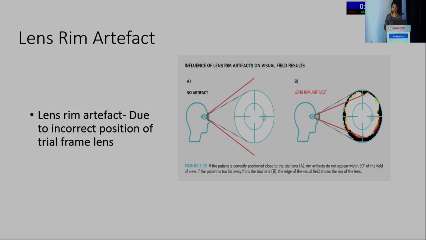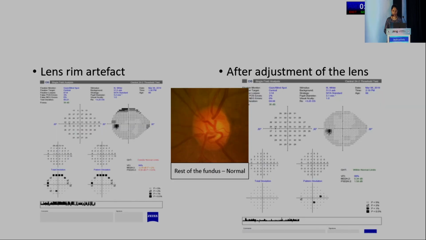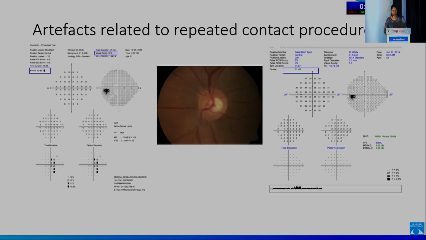Lens rim artifact is an artifact due to the incorrect positioning of the trial frame lens when the patient is positioned far away from the trial lens. This is an example of a lens rim artifact in a normal healthy disc where, after repeating the test with the adjustment of the lens, the defects are not there.